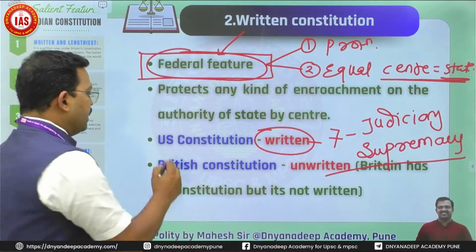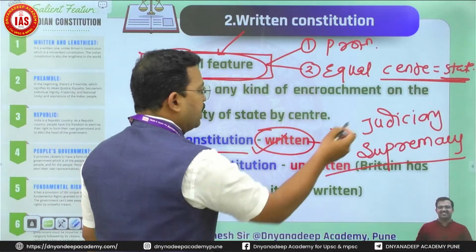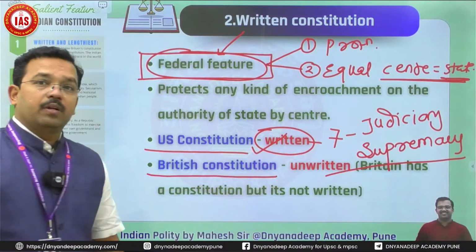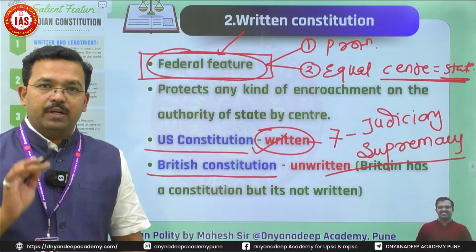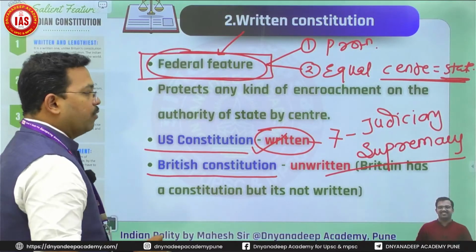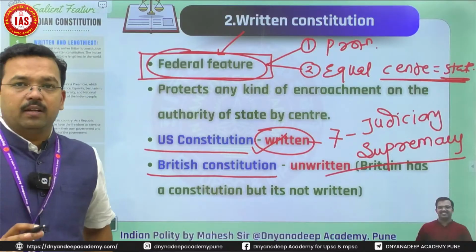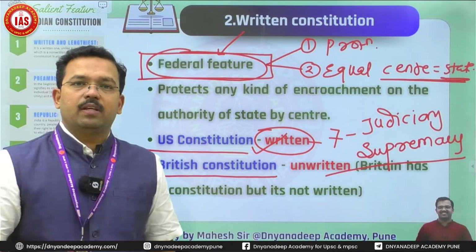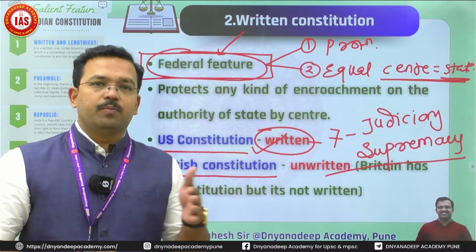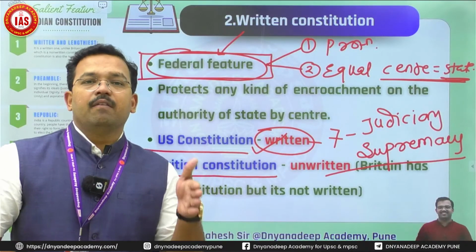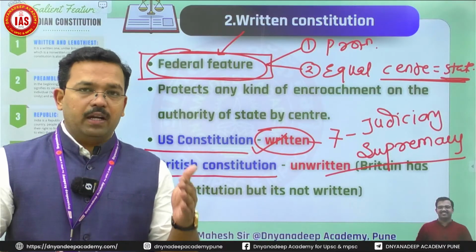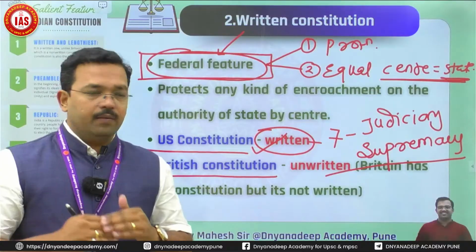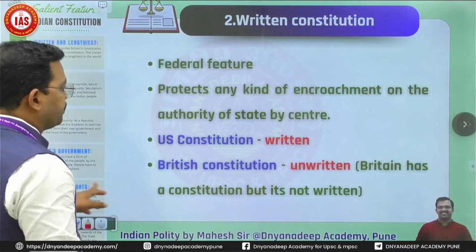So basically the American Constitution is written, but in America there is judicial supremacy. The British Constitution is unwritten, but we have seen what all are the parts of the British Constitution, and in Britain what Parliament says is final. So remember, in Britain there is parliamentary supremacy, in America there is judicial supremacy, and in case of India we have a synthesis of parliamentary sovereignty and judicial supremacy. Clear? Now move forward.